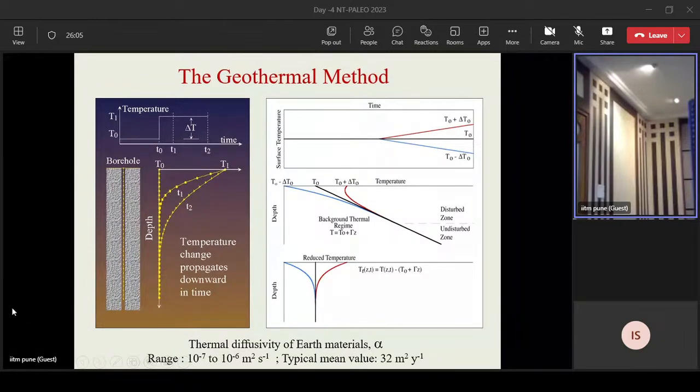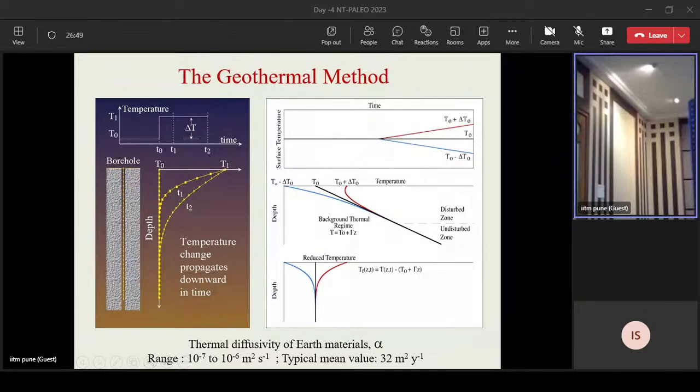Now, what has happened is, because of the surface temperature change, that temperature change diffuses. If the climate has warmed, then that warming signature will diffuse in the subsurface and perturb this natural temperature field. So this temperature, for example, will move there, this will move there. Okay, so this is the perturbation, this area is what you are interested in.